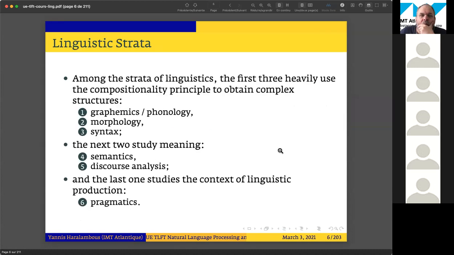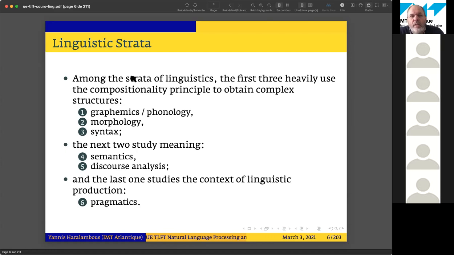So what is important is to realize these strata you have on slide 6 and to be able to locate the level on which you will work depending on your problem. And most of the time you will deal with more than one level, and obviously they interact.